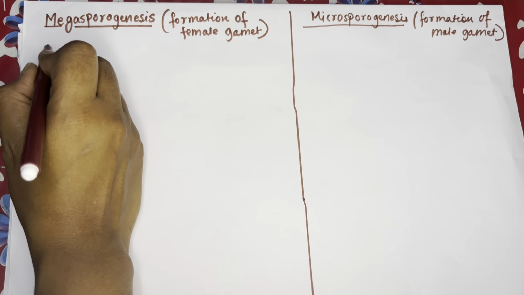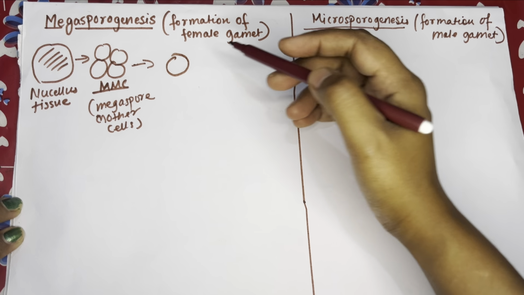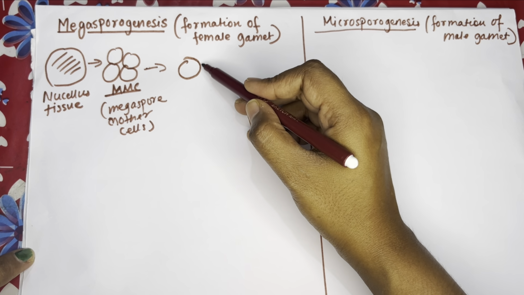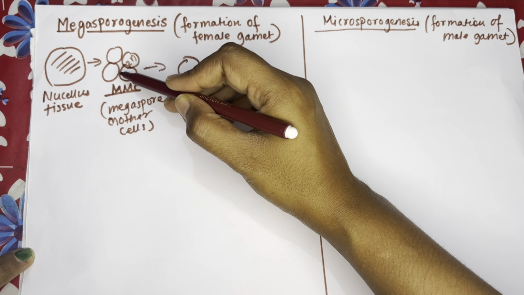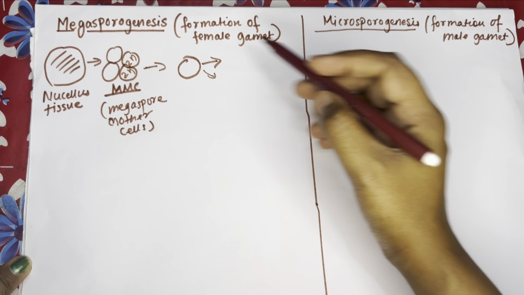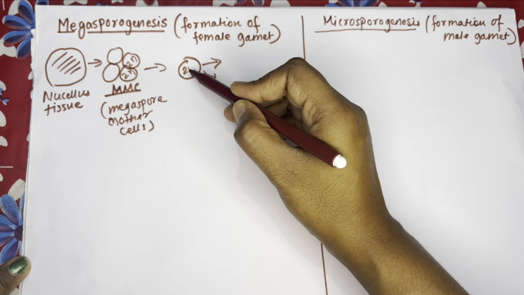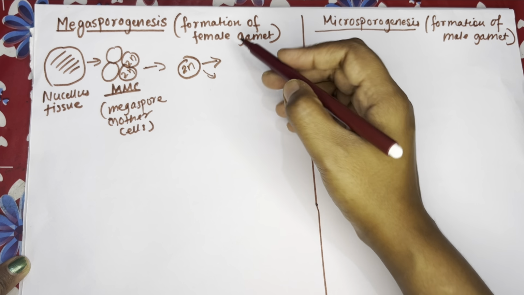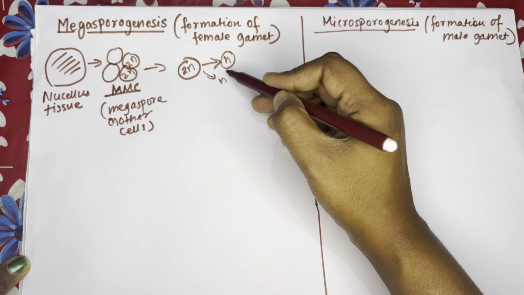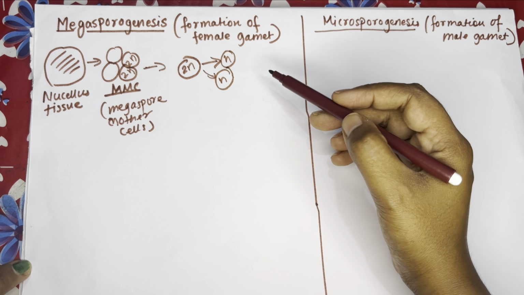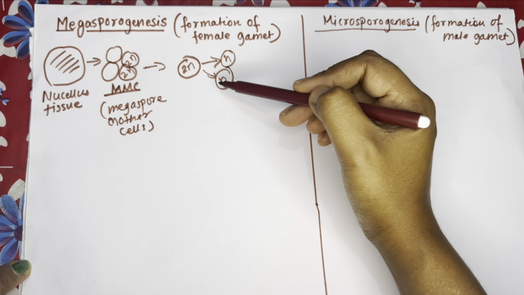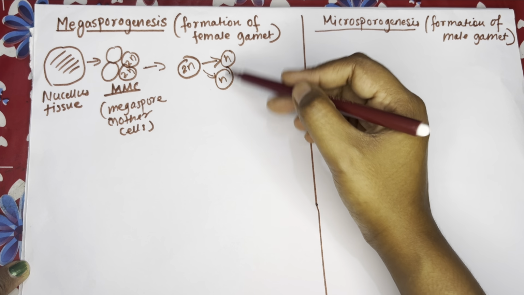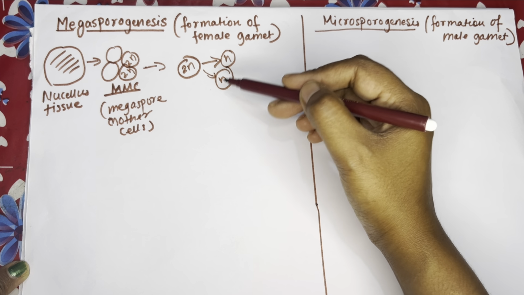These MMCs will do meiosis, meiotic division. Remember, these MMCs are normal somatic cells of the plant body, which will be 2N. When these 2N cells do meiosis, they will form N. I hope you know this. Meiosis is a reductional division. As a result of meiosis 1, 2N will give 2 cells consisting of N.